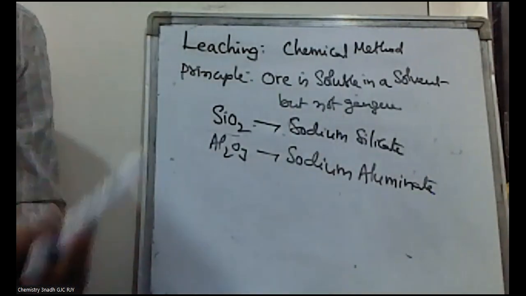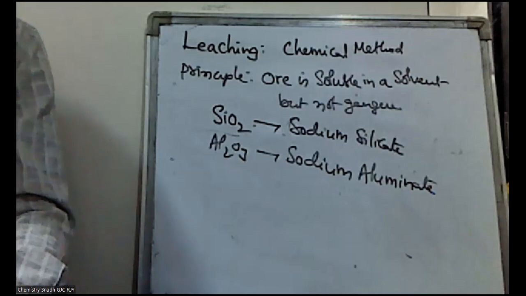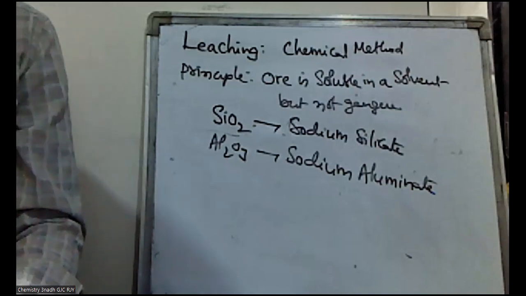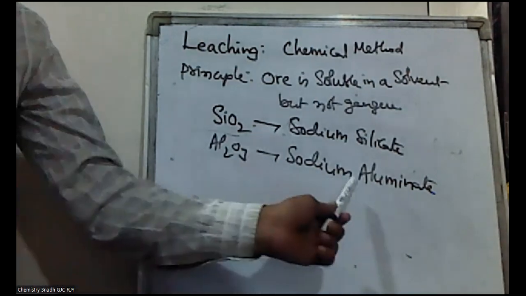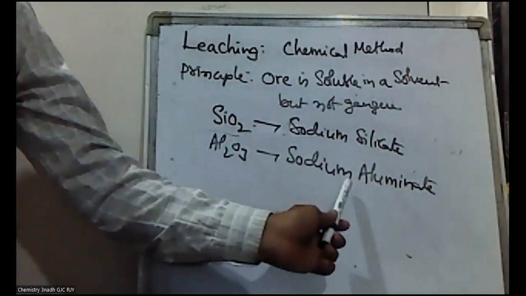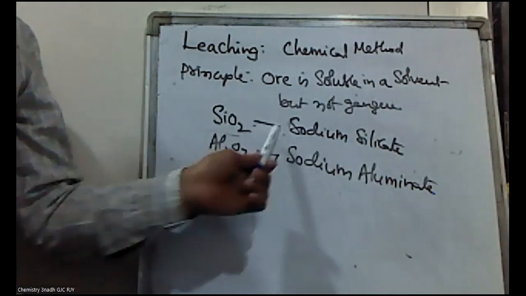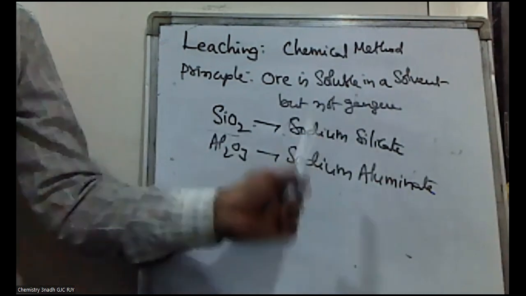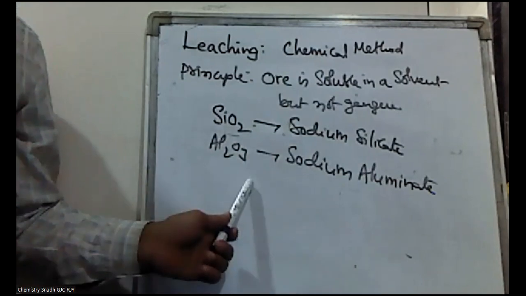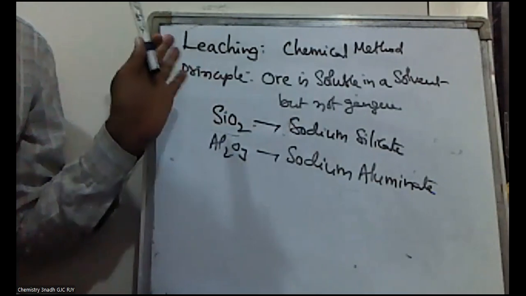When this powdered ore is digested in concentrated NaOH at 473 to 523 Kelvin and 35 to 36 bar pressure, Al2O3 is leached out as sodium aluminate, along with the silicon oxide, which is also leached out as sodium silicate. It will go into the solution, and the other impurities are left behind.